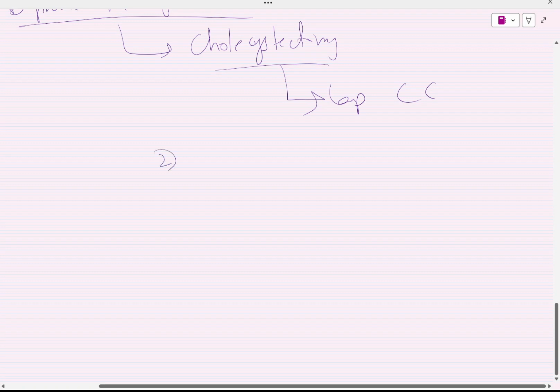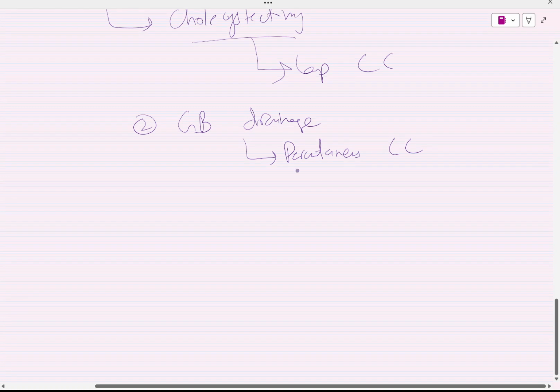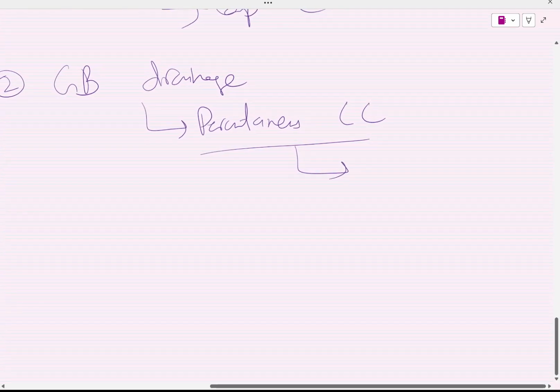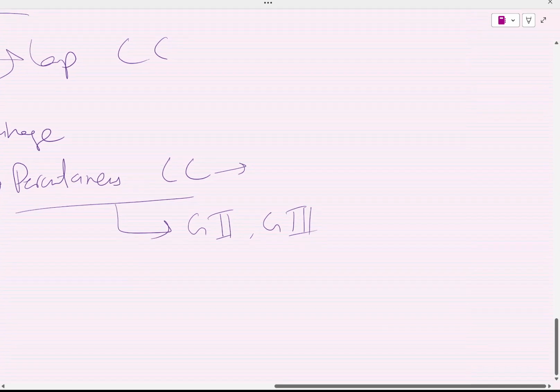The next procedure we can perform is gallbladder drainage. How is it performed? We perform it percutaneously: percutaneous cholecystostomy. It is a temporary measure for those patients who are unstable or grade 2 or grade 3. It is a temporary measure. Percutaneous cholecystostomy.